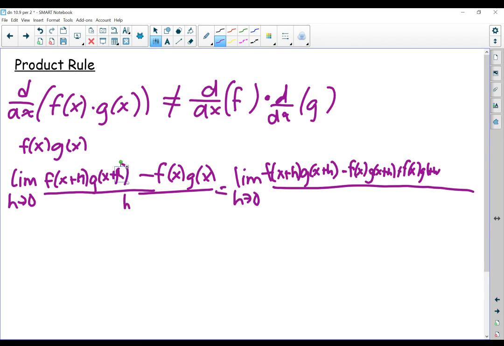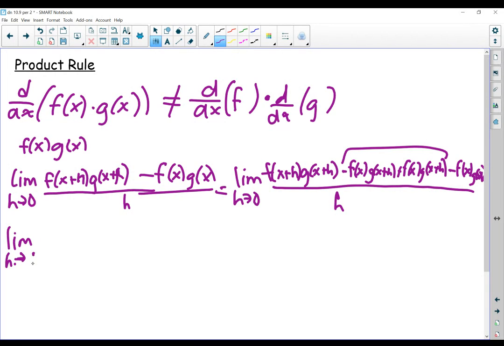in the middle. That way, all we've done is technically added 0 because we added the negative and positive of the same expression. Now you're like, why would you do that? Well, someone figured it out.